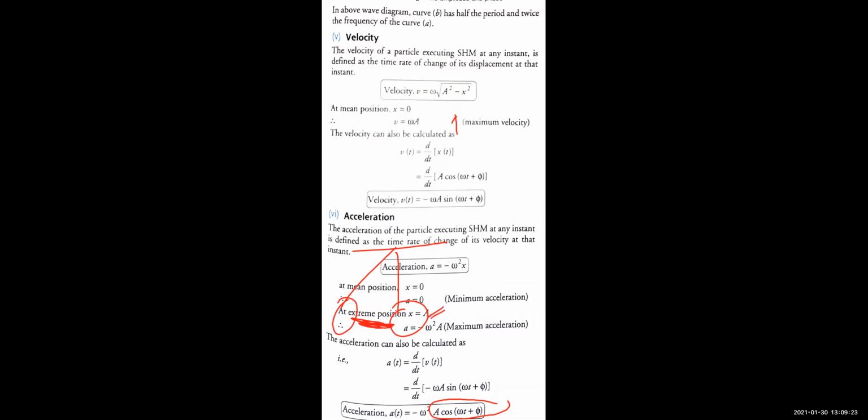So if you put a in place of x here, what will the acceleration become? Minus omega square a. That is, this is the maximum acceleration. So at the extreme position, it is maximum, accelerated by a force bringing it back to the mean position. That force is known as the restoring force.